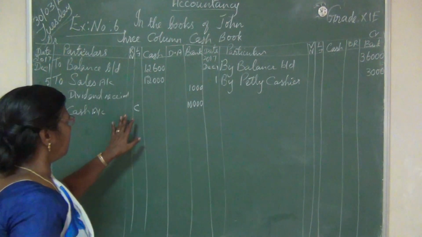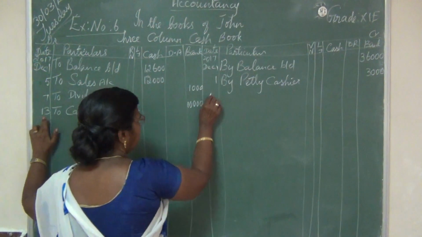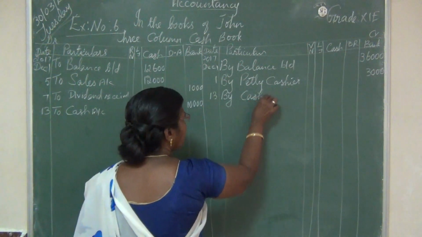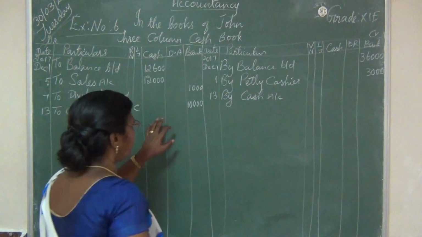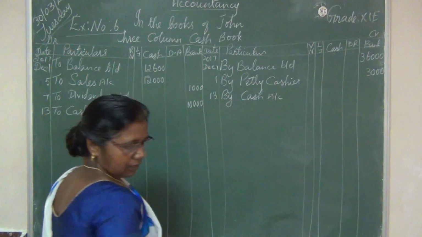Then the same entry will be posted on the credit side also. Date 13. By cash account. Then we should write in the, so by bank.